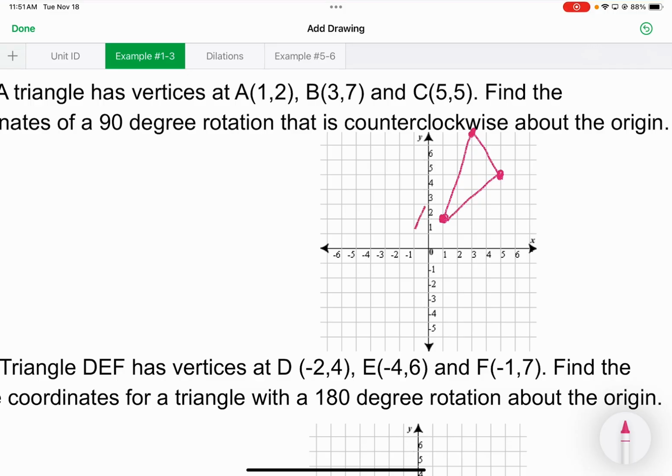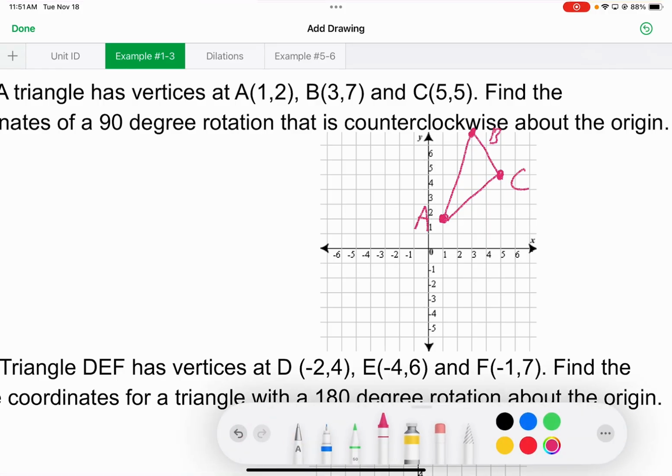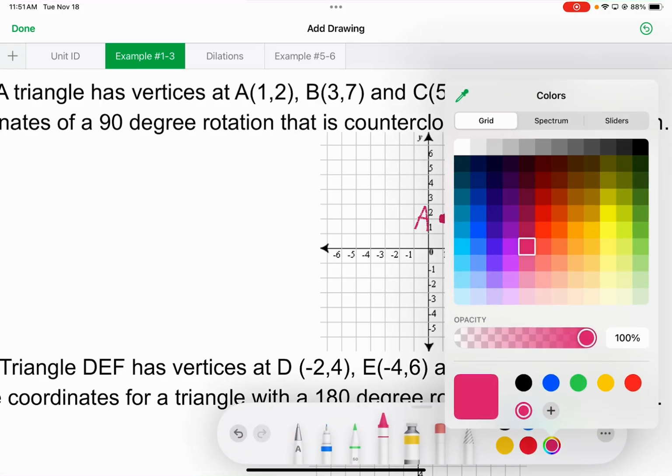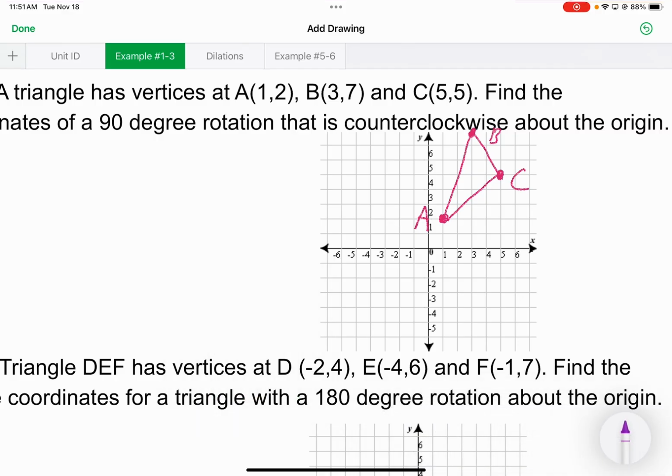A little triangle, A, B, C. What goes with pink? Purple? My daughters would be happy about this.